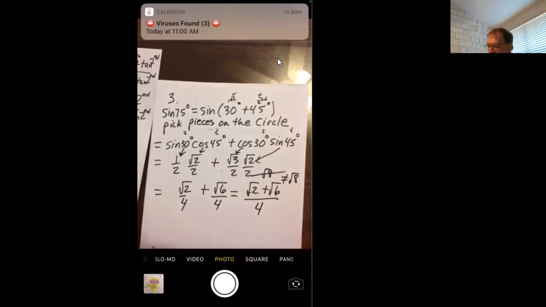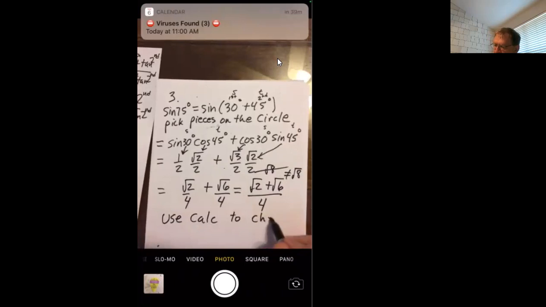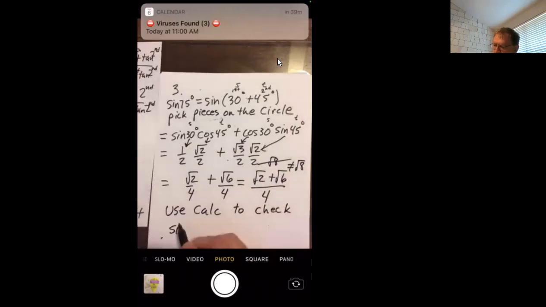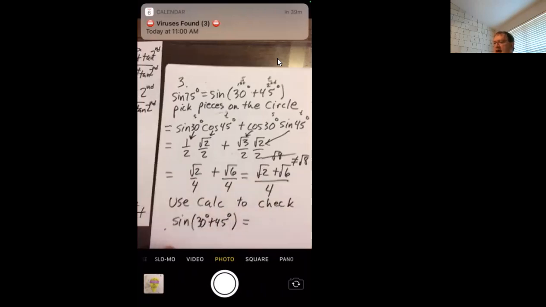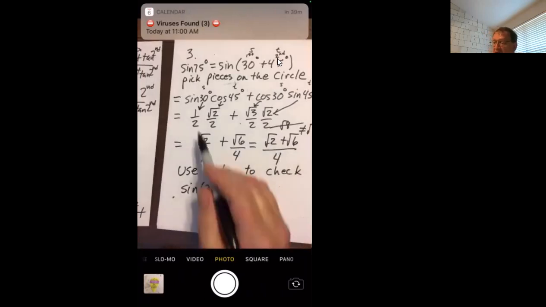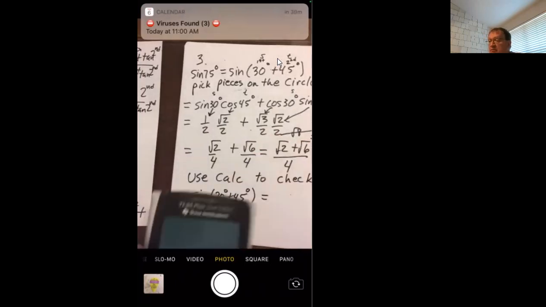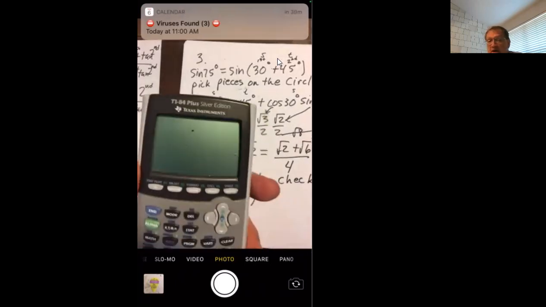All right, just to give you some confidence in this, use a calculator to check. So I'll punch sine of 30 degrees plus 45 degrees. And you do need to be in degree mode. This would not work in radians. Sine of 30 radians is not a half. I have no idea what it is, but it's not going to be a half.